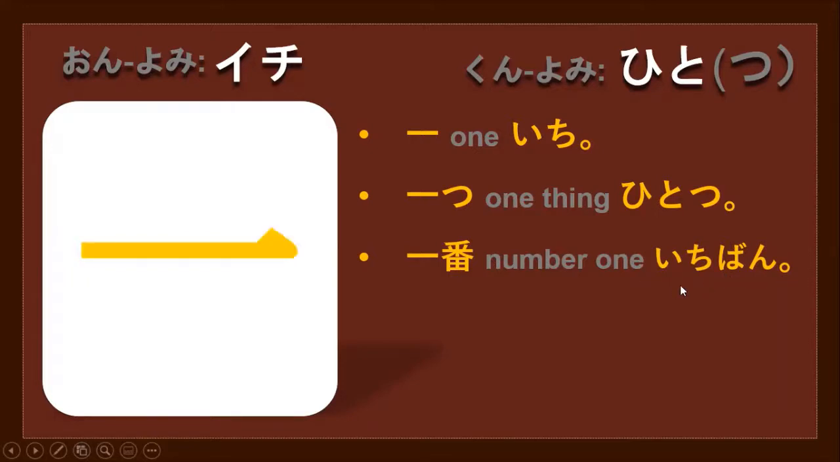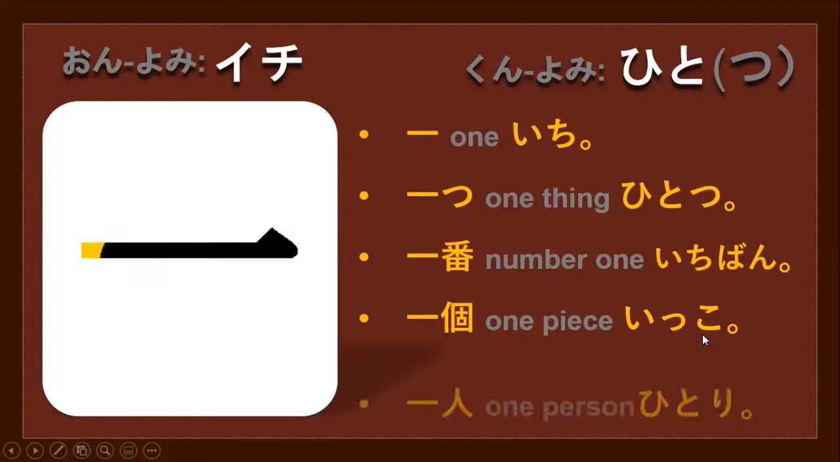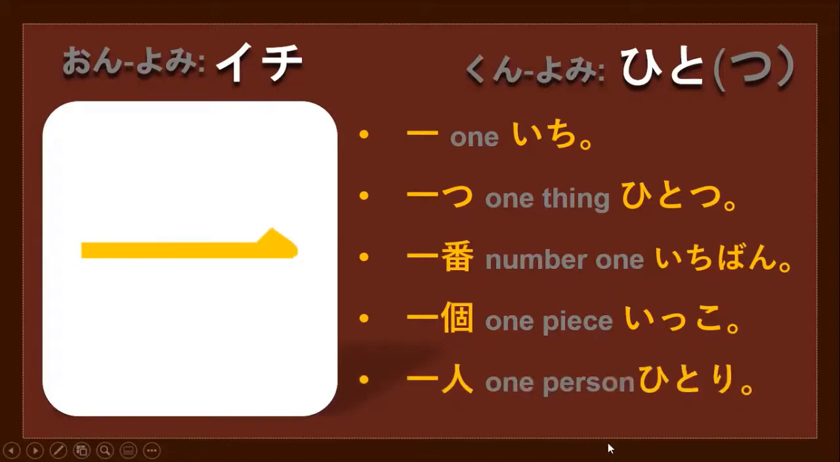Ichiban desu ne. Just like Nihon ichiban. Now, one piece is 一個, ikko. This small tsu means the consonant part will be stressed a little bit, so ikko. Now this is one person: 一人, hitori. Later on I'll upload these pictures.